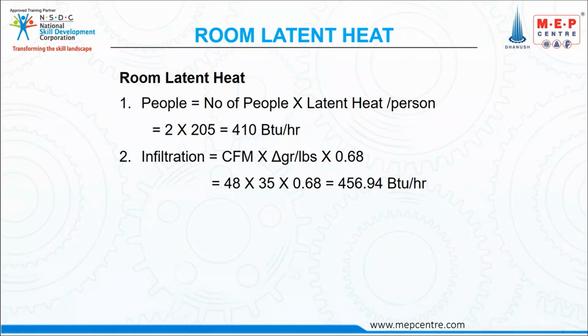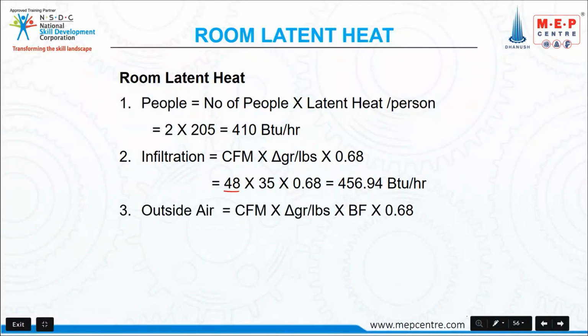Yesterday, what is the infiltration CFM we got? We calculated the perimeter of the door and window. We have taken the number of doors and the number of windows, into total perimeter into one. Do you remember that, to calculate the infiltration? Yes, sir, perimeter, got it. The same infiltration value we are taking, and we have added 35 grains per pound into 0.68, which is 456.94 BTU per hour. Outside air: CFM into delta grains per pound into bypass factor into 0.68.